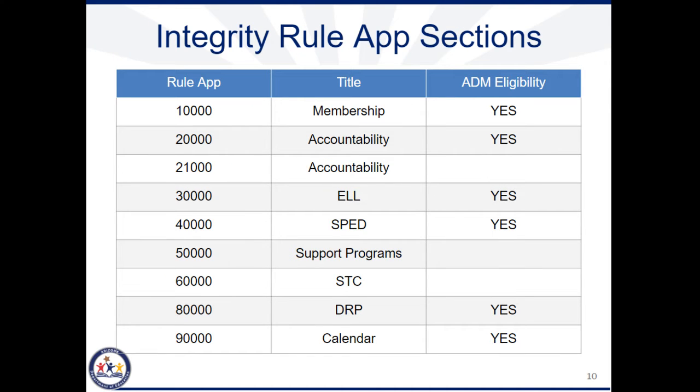Integrity's rules are broken up into different subsections. The 10,000 rules are the membership rules defined by school finance. Those do have an impact on ADM eligibility, as well as the 20,000 rules for accountability, which also sometimes have an impact on ADM eligibility. You can see here the different departments or titles that impact integrity rules.